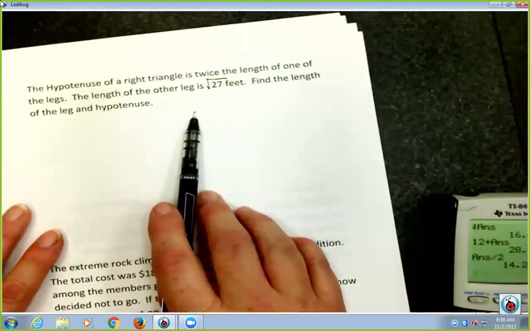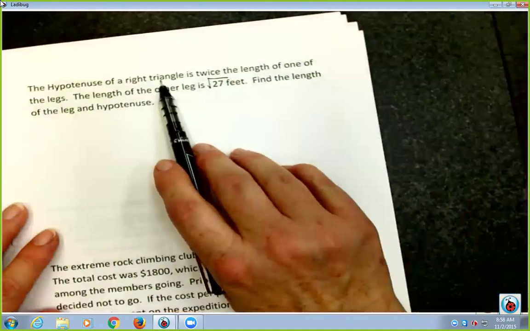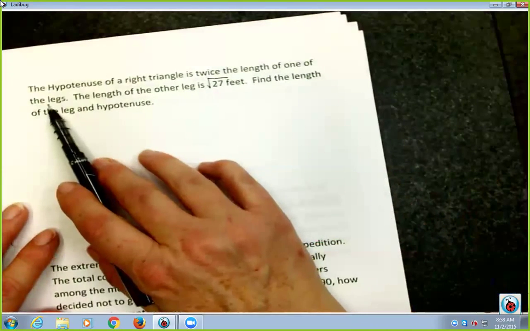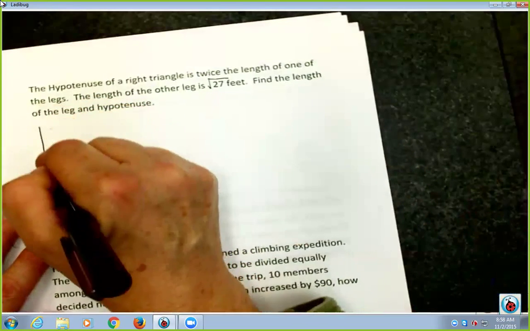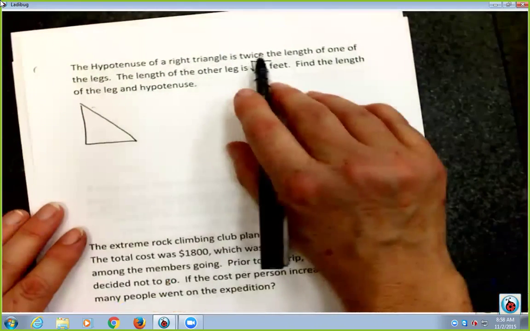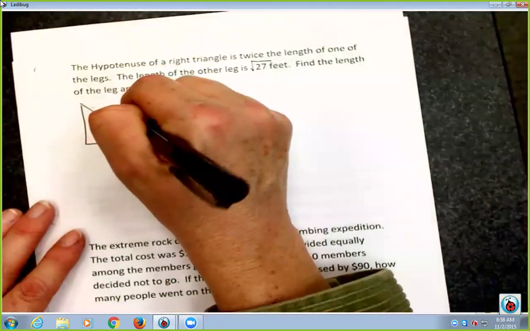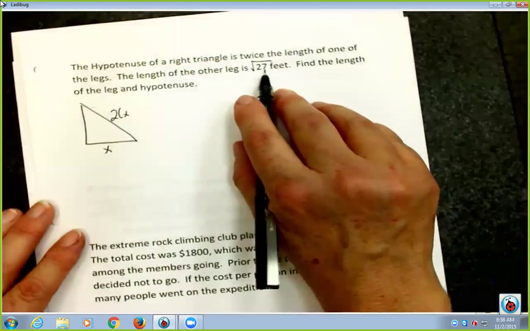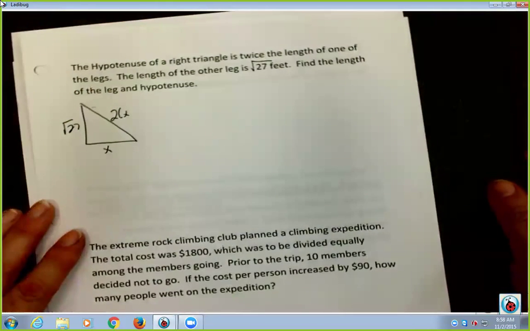Can you guys set that one up? Okay. Now, again, be careful. The hypotenuse of the right triangle is twice the length of one of the legs. So we'll just draw the triangle out and set it up so that we know that. So 2 times x, and we're going to make one leg x. The length of the other leg is the square root of 27. Find the length of the leg and the hypotenuse.